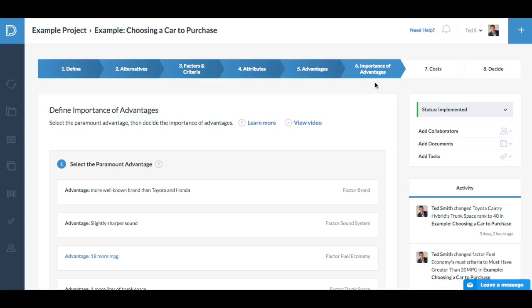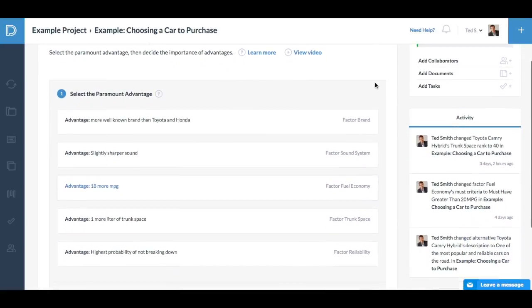The sixth step in the decision-making process is to decide the importance of advantages. Thus far in the decision-making process, you have entered mostly objective information about the alternatives, factors, and attributes. Now you will encounter the more subjective aspect of decision-making, and it could be a good idea to invite the different stakeholders to collaborate with you on that.